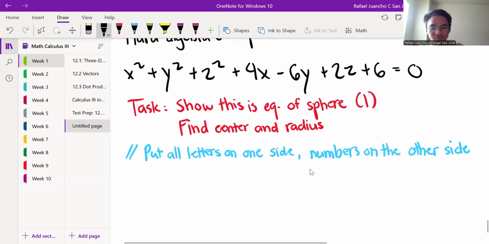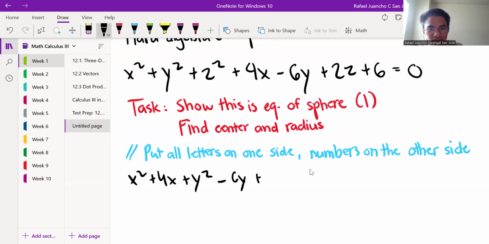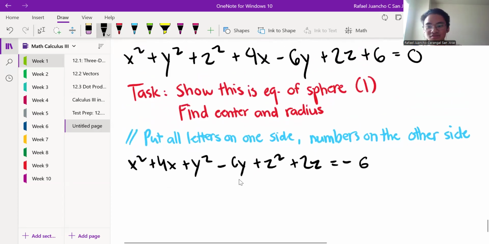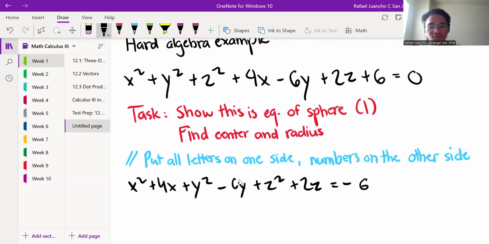So let's do that. I'm going to do this a bit quickly. So x squared plus 4x plus y squared minus 6y plus z squared plus 2z equals -6. So we put everything with the letters on one side, numbers on the other side. Did I miss anything? Let me check. x squared, y squared, 4x, y squared, 6y, z squared, 2z, 6. Okay, we got everything.